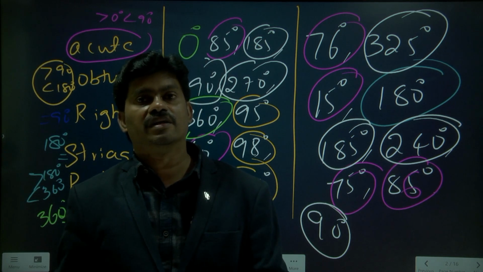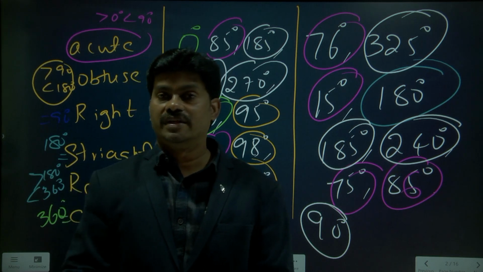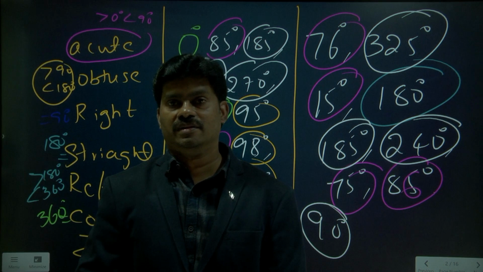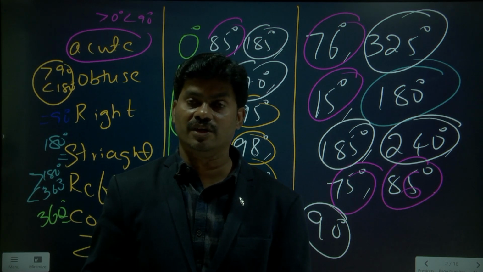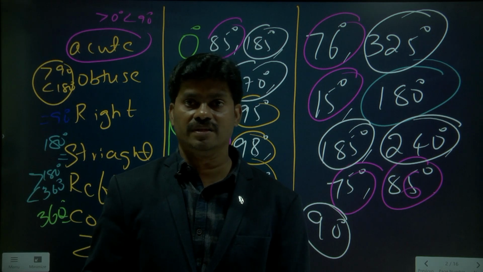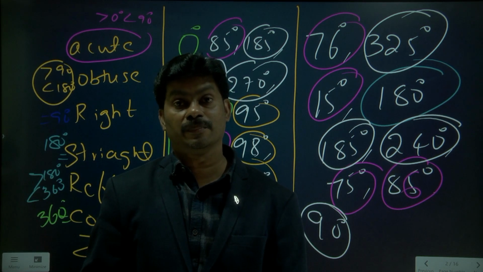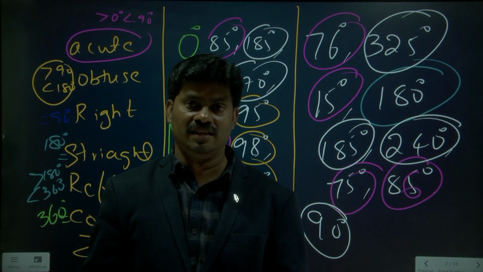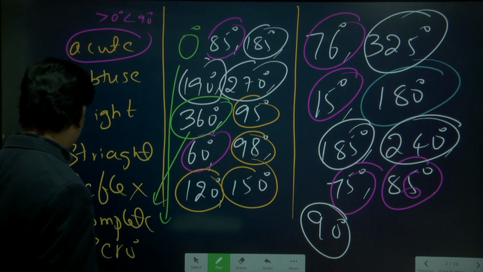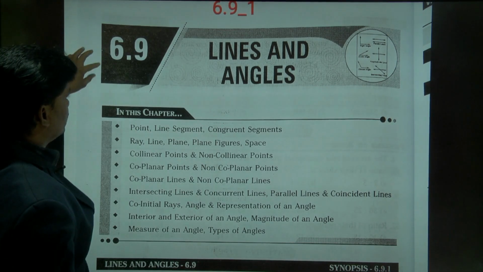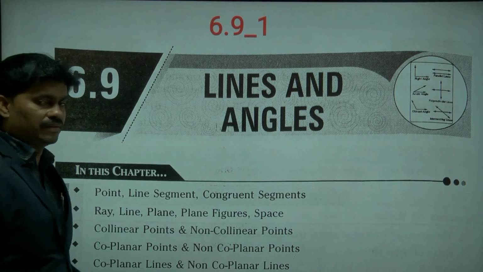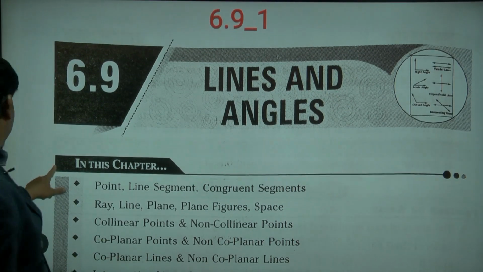So what are the points we have discussed here? Point, line, plane, line segment, ray, angles, types of angles, collinear points, coplanar points, non-collinear points, non-coplanar points, parallel lines, intersecting lines. Let's see all these definitions. Let's recall once. Here I am opening this. This is our topic, lines and angles.